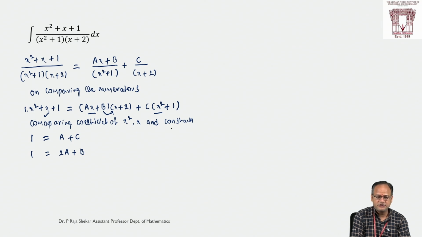And what else? It is to compare constants. What do we have as a constant on the left hand side? It is 1. And on the right hand side, when b is multiplied by 2, it is 2b, plus when c is multiplied by 1, it is c.